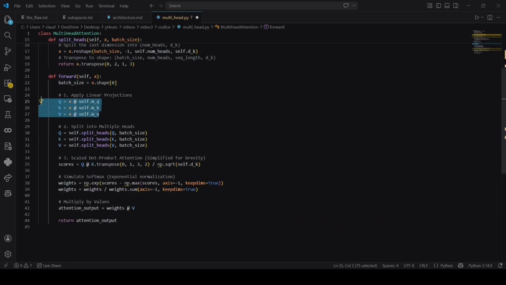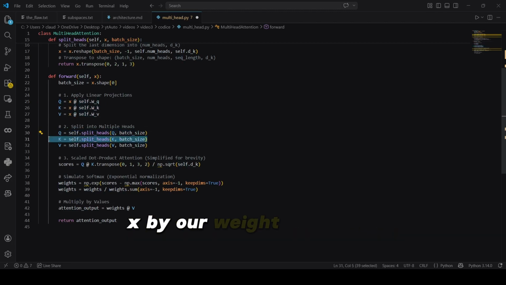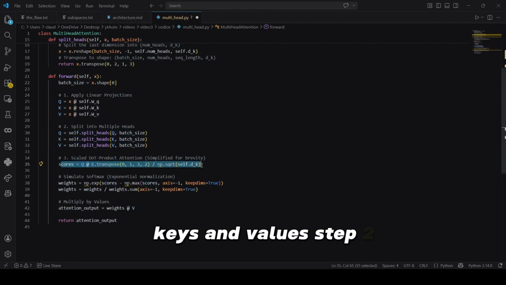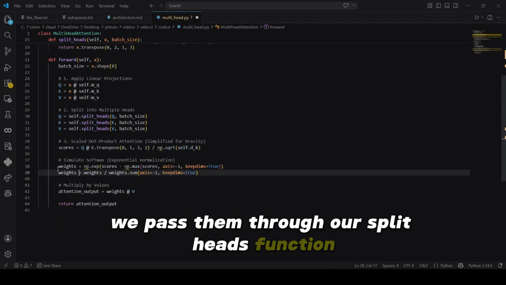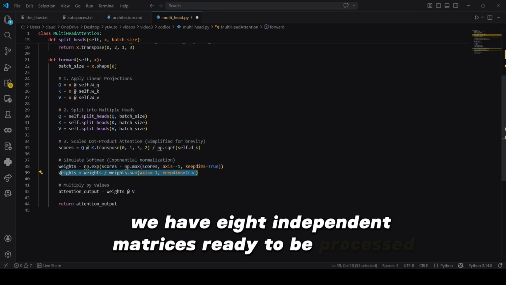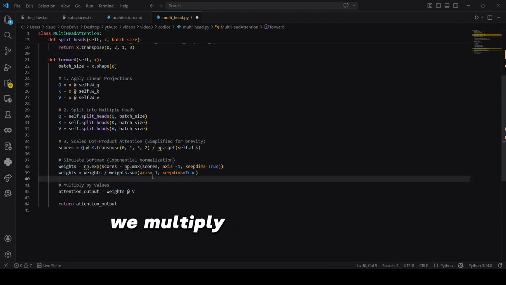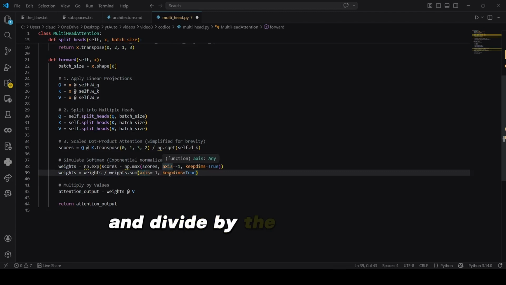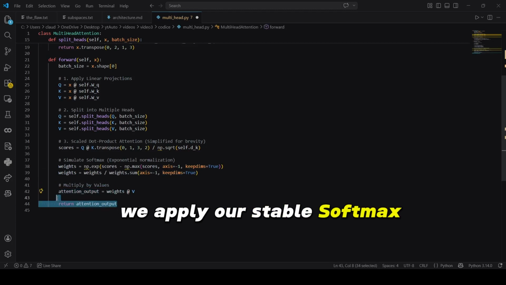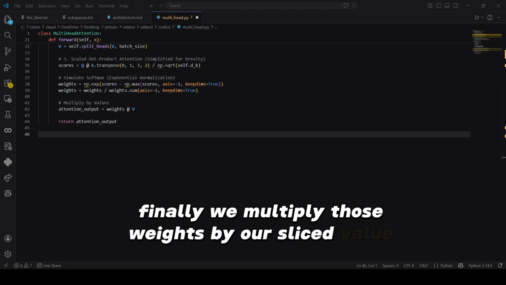Inside the forward function, we execute the steps. Step 1. We multiply our input matrix X by our weight matrices to generate our raw queries, keys, and values. Step 2. We pass them through our split heads function. Now, instead of one massive matrix, we have 8 independent matrices ready to be processed. Step 3. We perform the scaled dot-product attention. We multiply Q by the transpose of K and divide by the square root of dk to prevent vanishing gradients. We apply our stable softmax function to get the probability weights. Finally, we multiply those weights by our sliced value matrices.